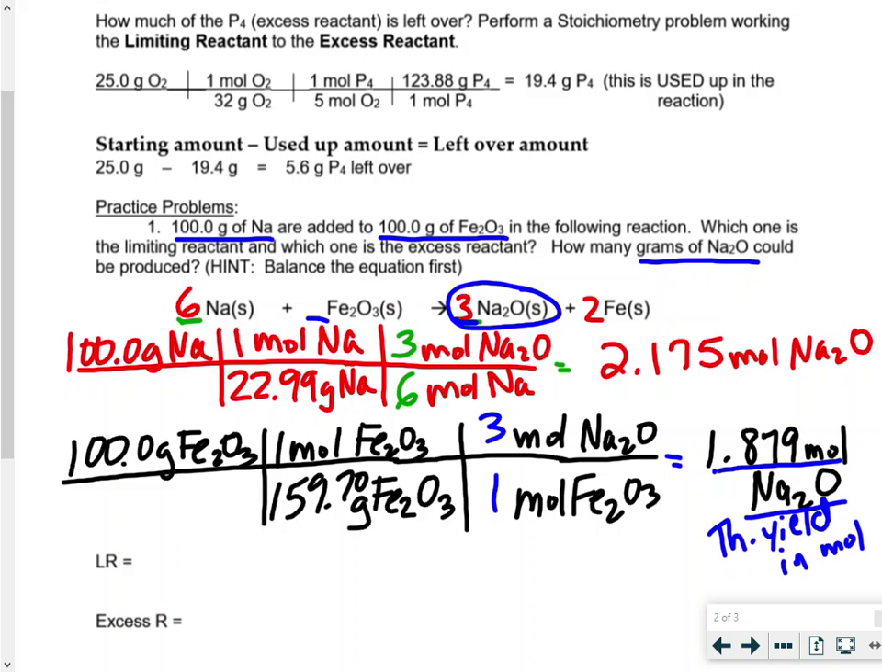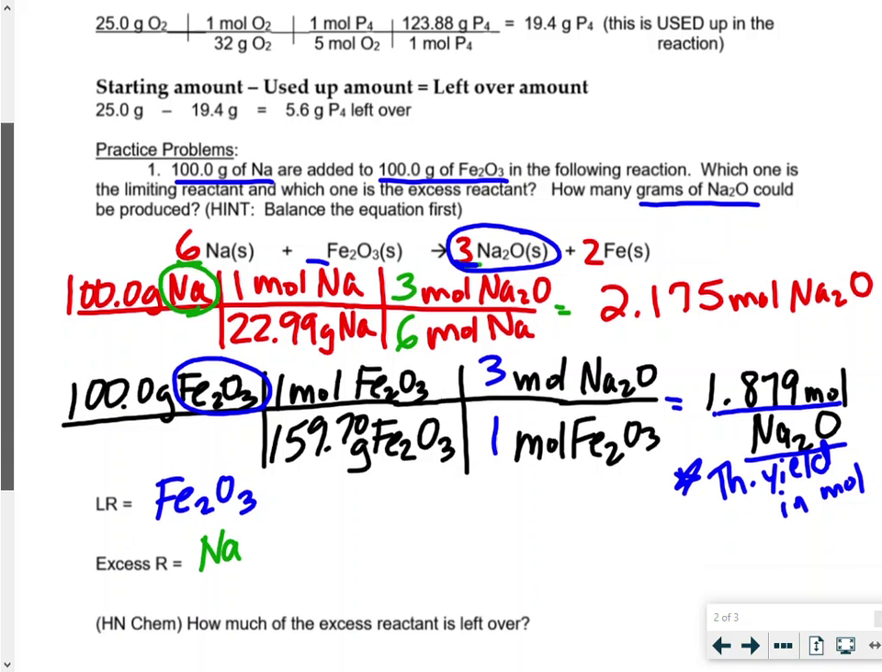So if this is the theoretical yield, because it has the least amount of product made, what does that tell me about this guy right here? It's the limiting reactant, because it runs out first. It's completely consumed. How about this one right here? That's going to be your excess reactant, because it's going to have some left over in the reaction vessel or container, and you will have to calculate how much is left over.